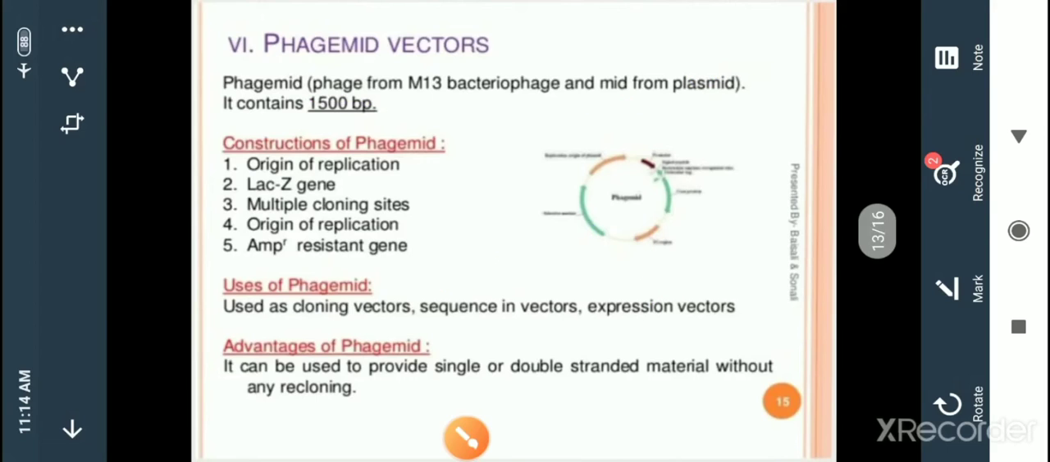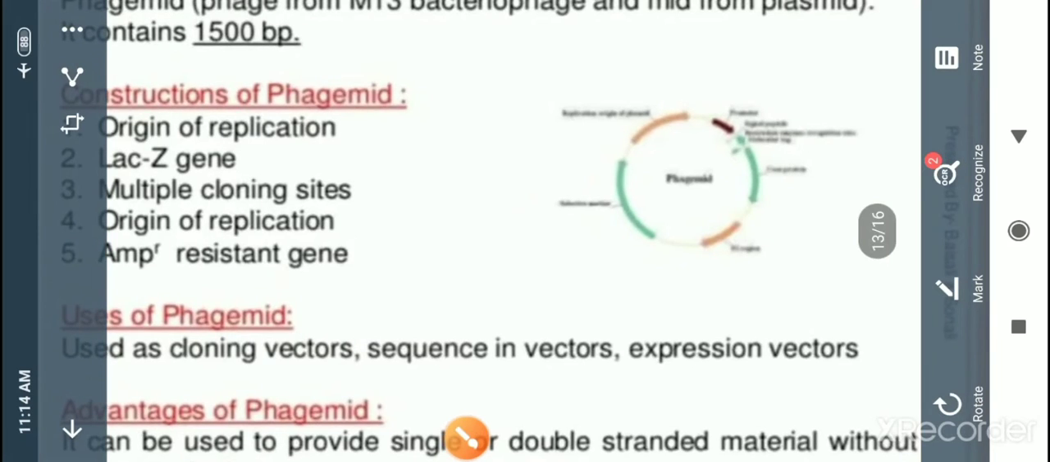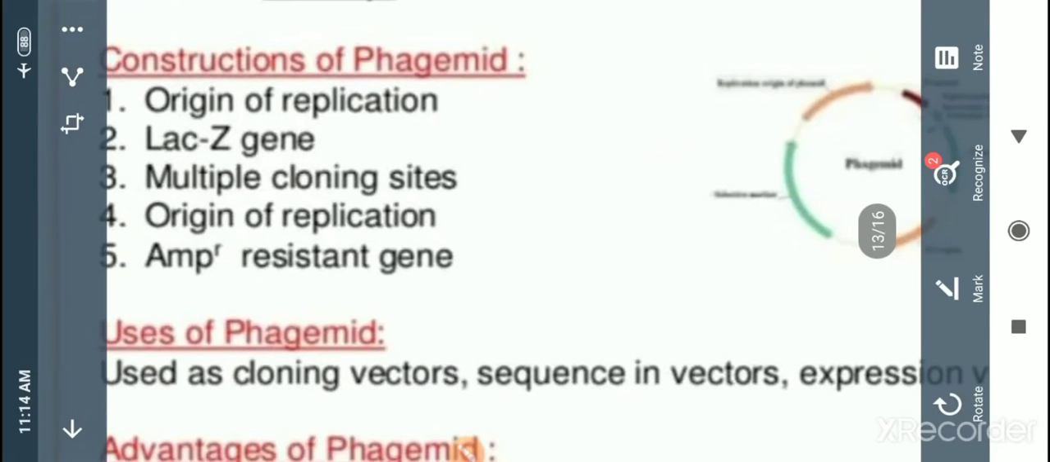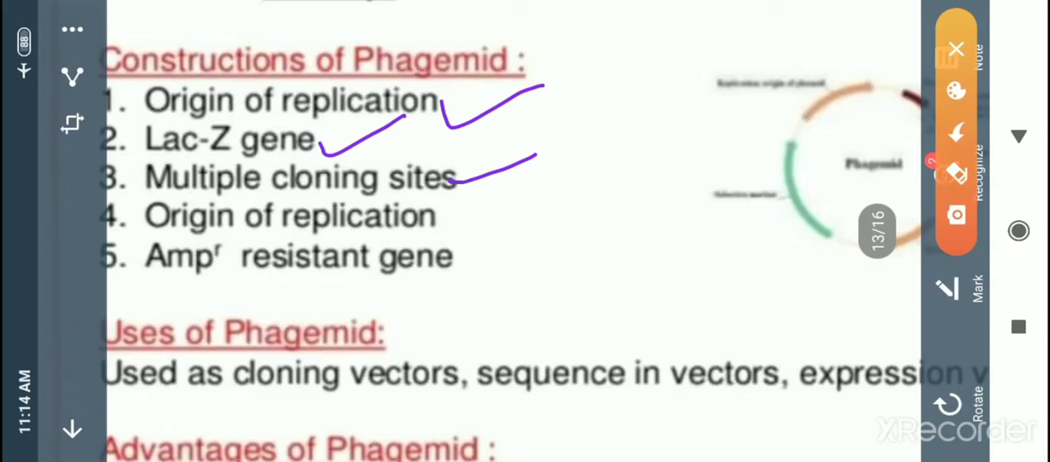And what are the construction units? What does a phagemid consist of? A phagemid consists of, again, the origin of replication. One by one we can see here. Origin of replication is a core component of any vector. It is a basic and very important component of each and every vector. And then the lacZ gene, which is a regulating unit, and multiple cloning sites. Not only one or two, it consists of so many cloning sites.